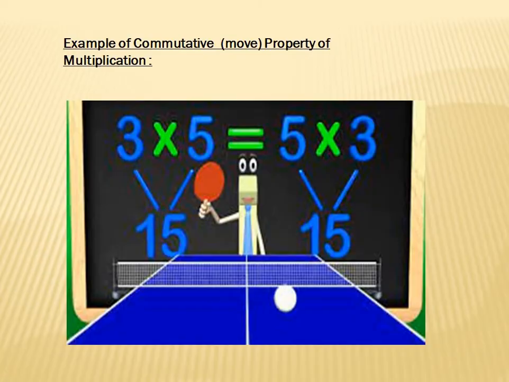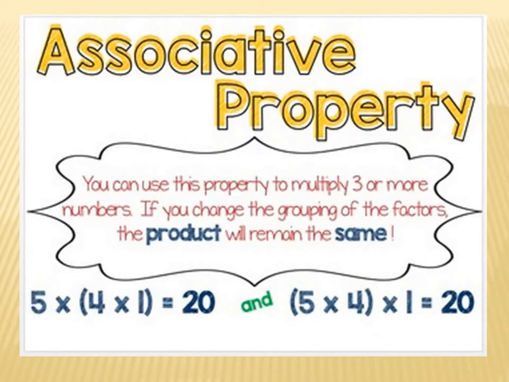Move to the next property of multiplication, the associative property of multiplication. The term associate means to connect or join with something. According to this property of multiplication, the product of 3 or more numbers remains the same regardless of how the numbers are grouped. If you use this property to multiply 3 or more numbers, if you change the grouping of the factors, the product will remain the same.